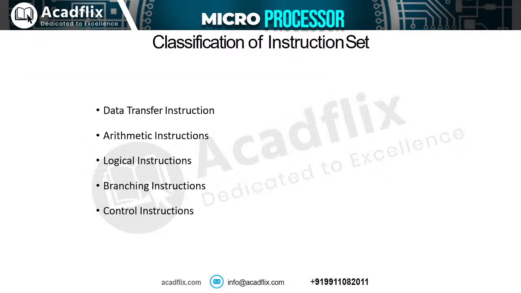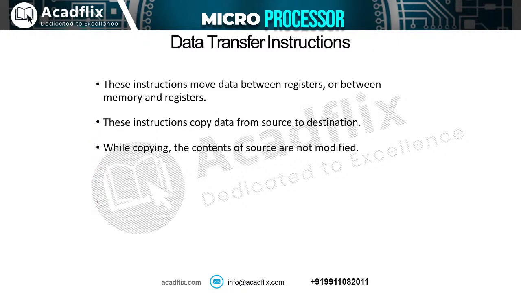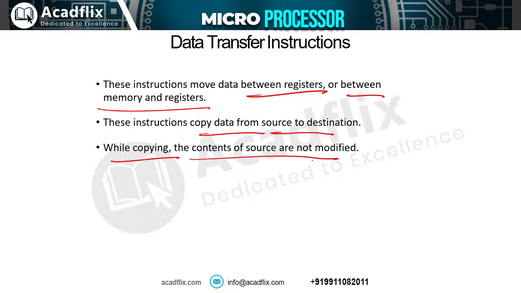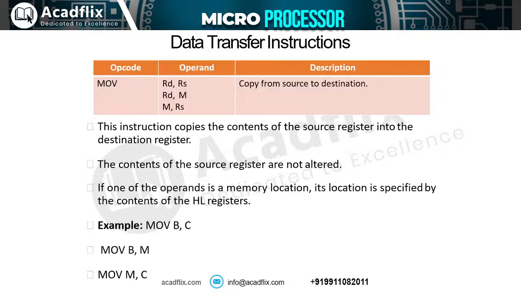So the instructions can be classified into data transfer, arithmetic, logical, branching, and control instructions. Let us see the data transfer instructions first. Data transfer instructions copy data from one location to another. They can copy data between registers, or between memory and registers. They copy the data from source to destination. While copying, the content of the source register is not modified.